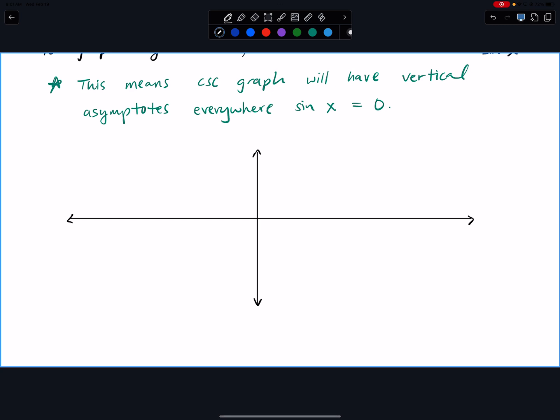So if I'm going this way, this would be pi over 2, pi, 3 pi over 2, and then 2 pi. Going this way, this would be negative pi over 2, negative pi, negative 3 pi over 2, and then negative 2 pi. And hopefully remember that sine has an amplitude of 1. Goes as high as 1, as low as negative 1.